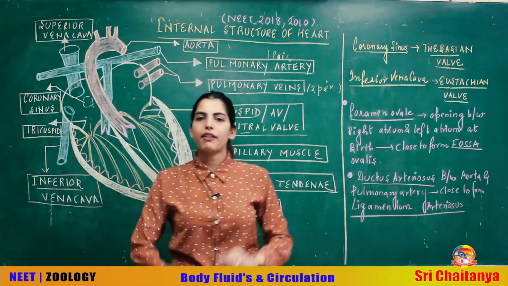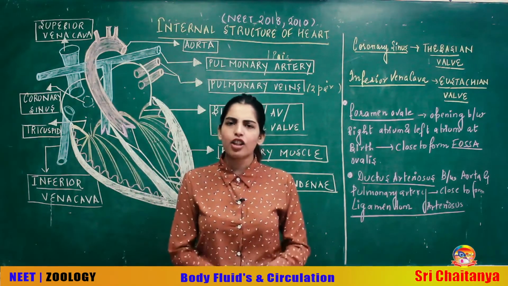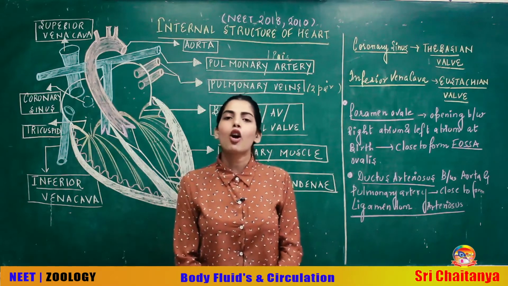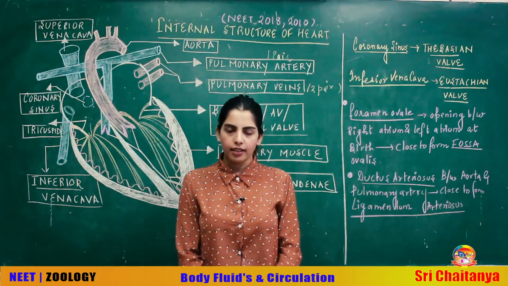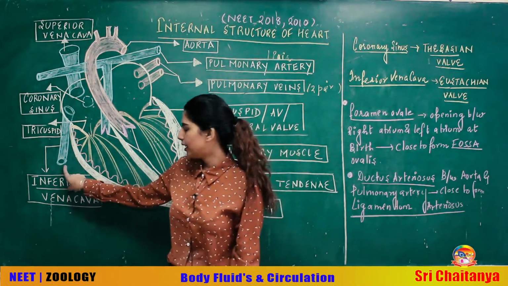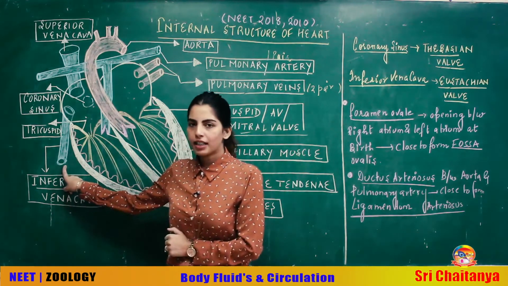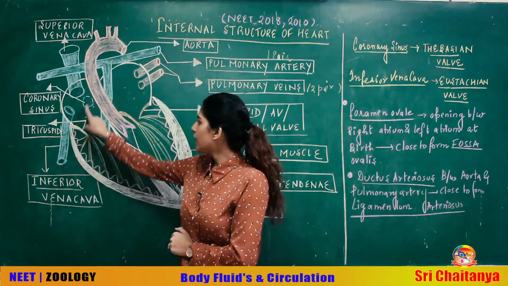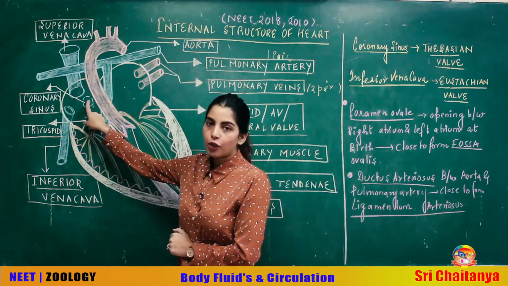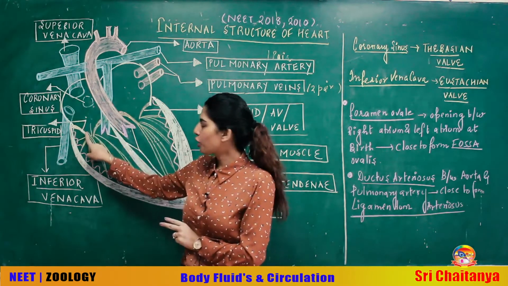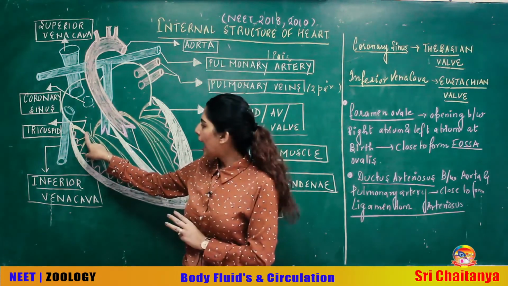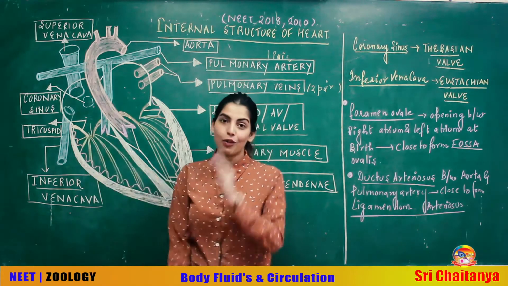Okay, now students, if I ask you how many valves in your heart are related to deoxygenated blood, what would be your answer? Just count it. Number 1, the Eustachian valve present in the inferior vena cava; 2, the Thebesian valve present in the coronary sinus; 3, the tricuspid valve; and 4, the pulmonary semilunar valves.